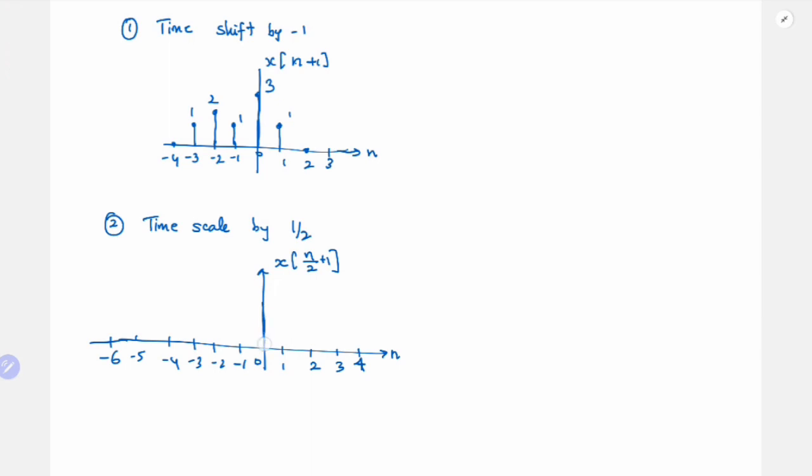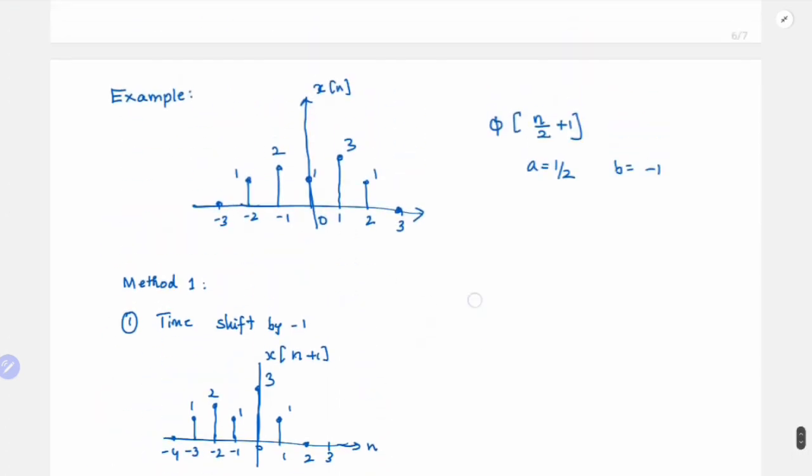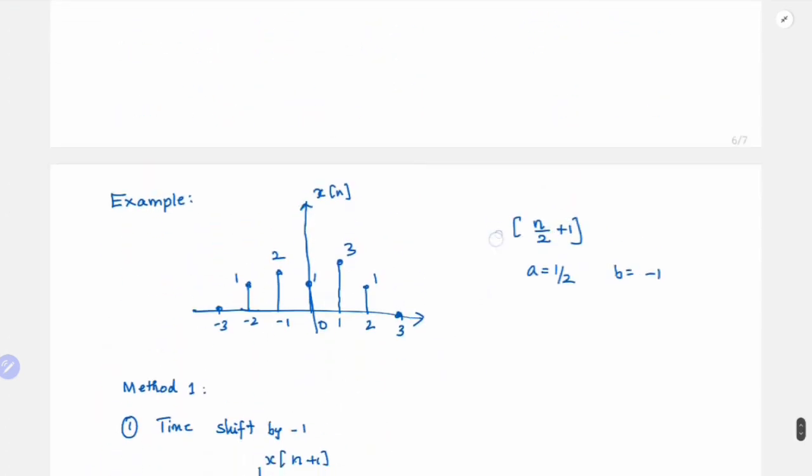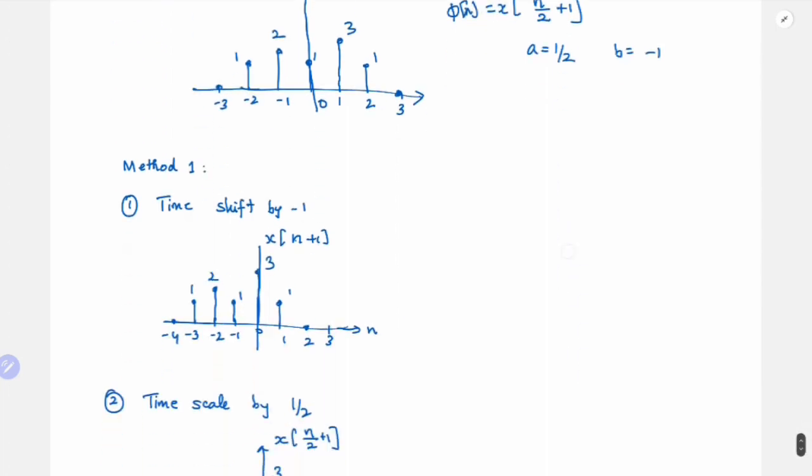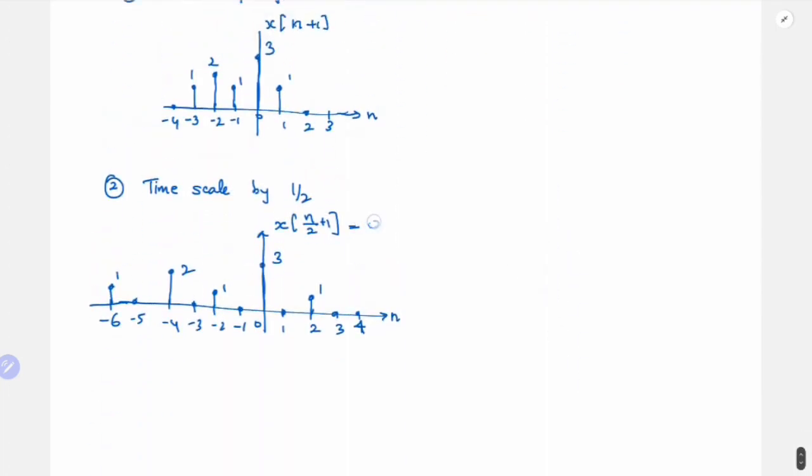So my origin will remain same at 3. And then whatever is at 1 will go to 2. So this will be 1. And minus 2 is 1. Minus 4 is 2. And again minus 6 is 1. So in between we can just put zeros. So this is nothing but phi of n equal to x of n by 2 plus 1. So this is my phi of n.